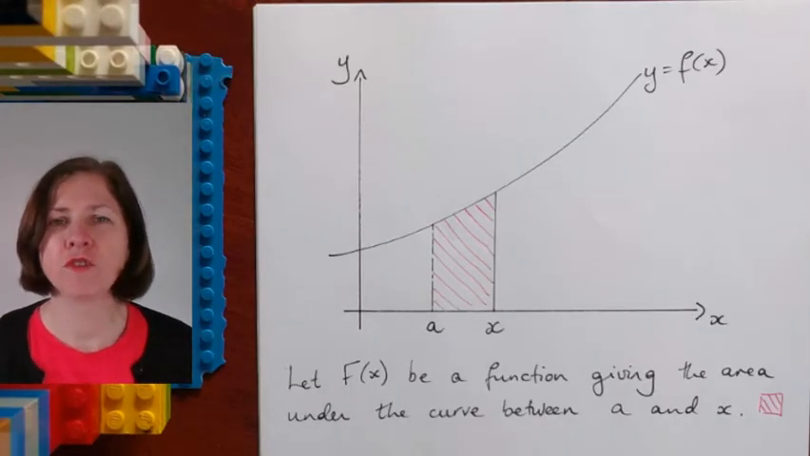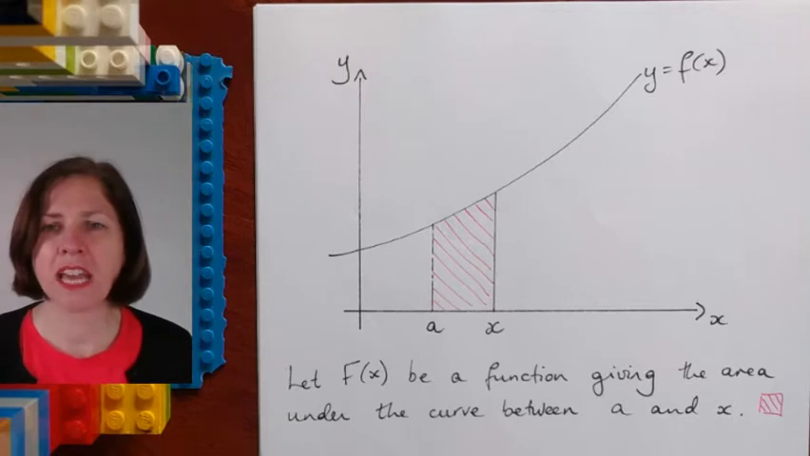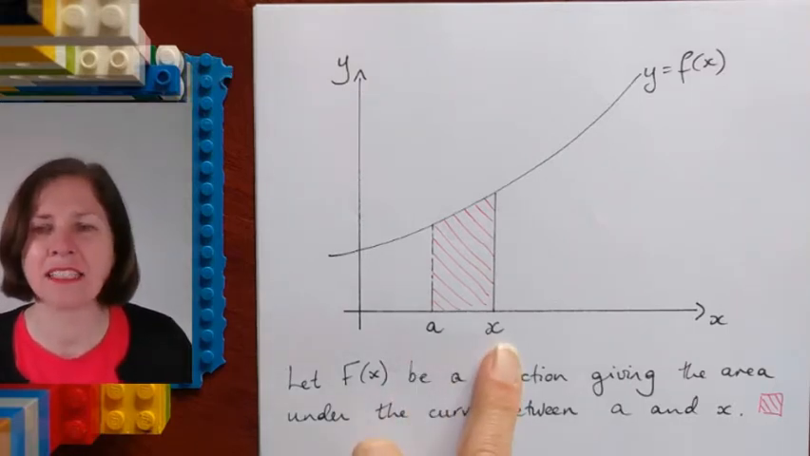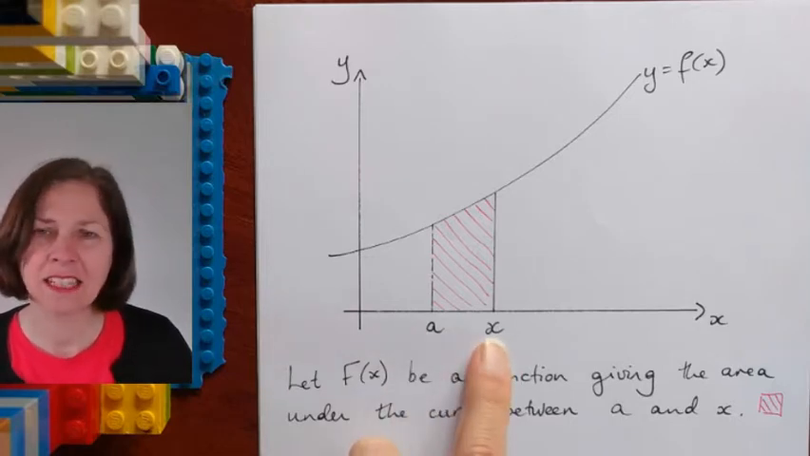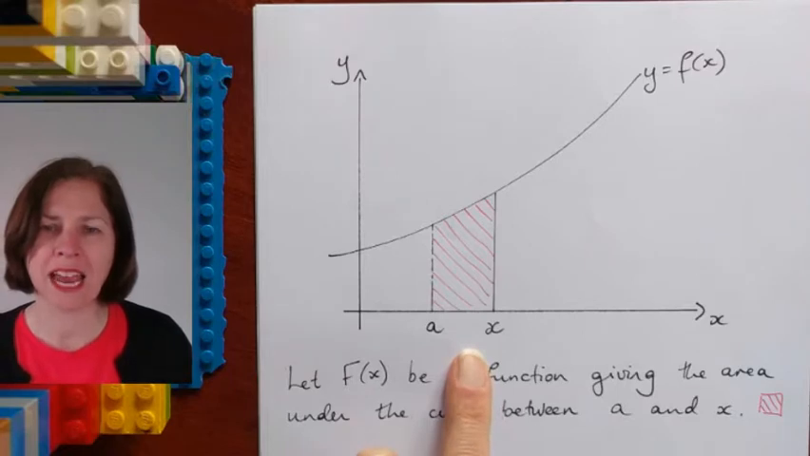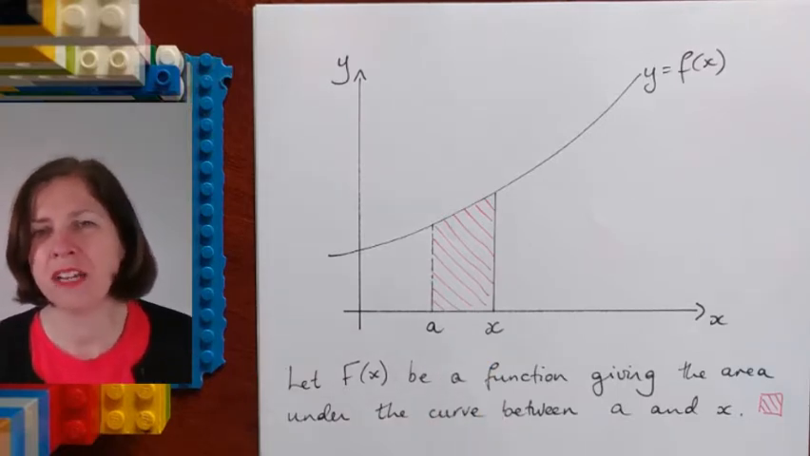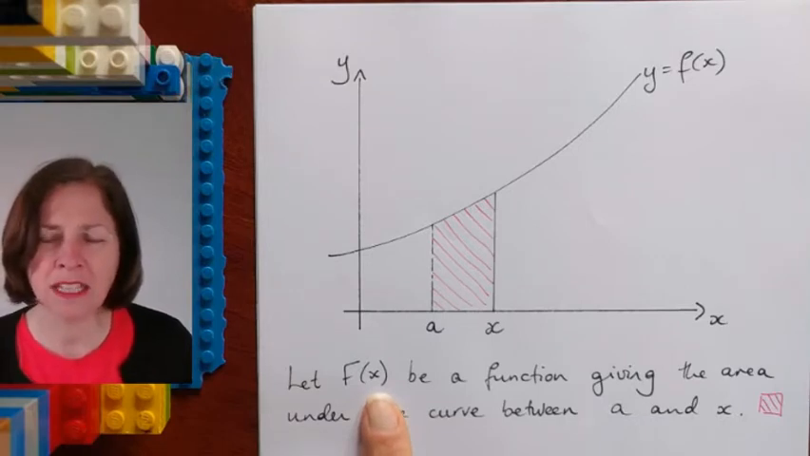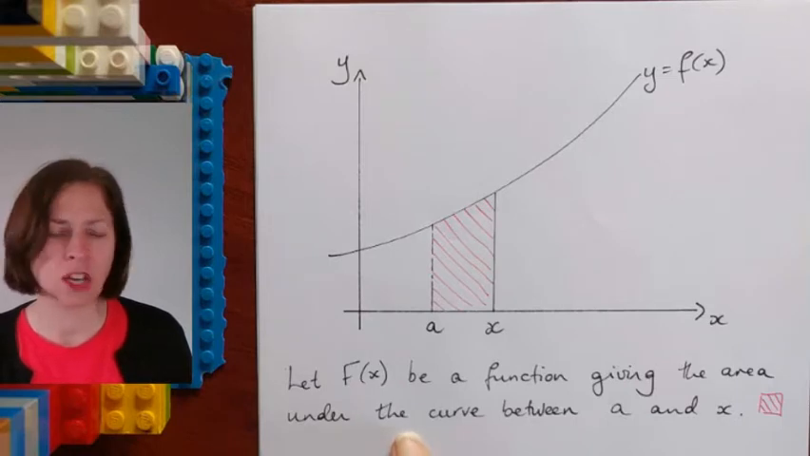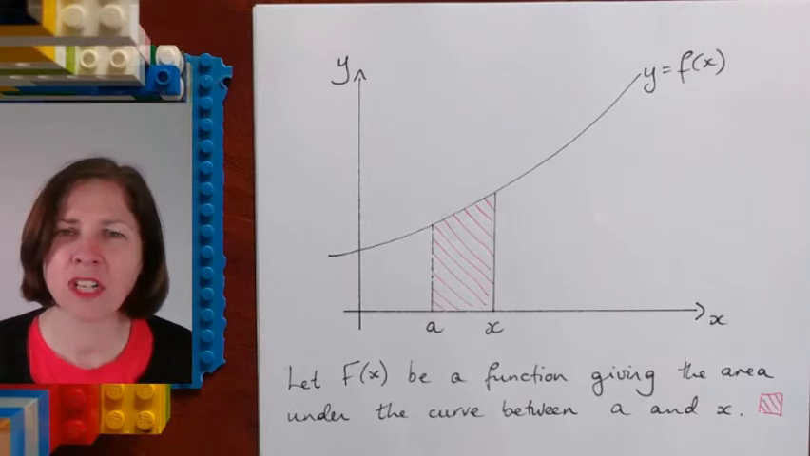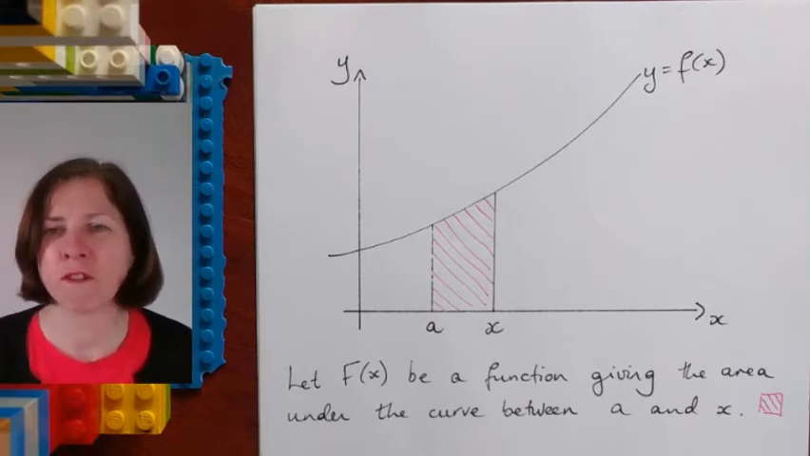Okay, so change of direction here. Here's my function again, y equals f of x, and now I've placed 2 points on the x-axis, a and x, and I've shaded the area under the graph in between the 2 points a and x, and I'm going to define a new function, and I'm going to call that function capital F of x, and I'm going to say that it's a function which gives the area under the curve between a and x. But at the moment, I don't know any more than that. So I don't actually have an expression for this function yet.